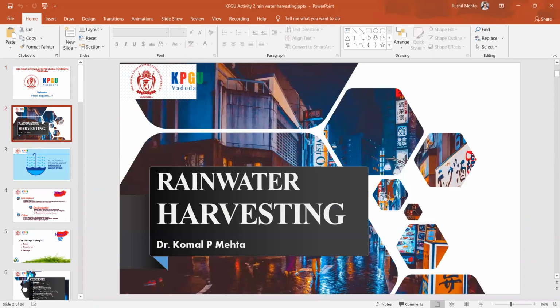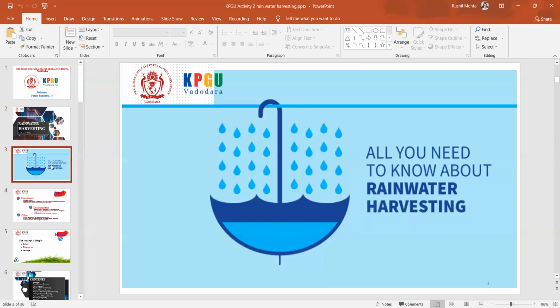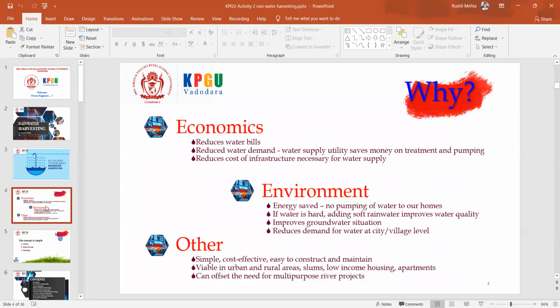So today I am going to discuss rainwater harvesting, which is a very important aspect of society. As an engineer, you must know how you can help society. Rainwater harvesting is something where we can save fresh water and reduce its wastage. All you need to know about rainwater harvesting is this.